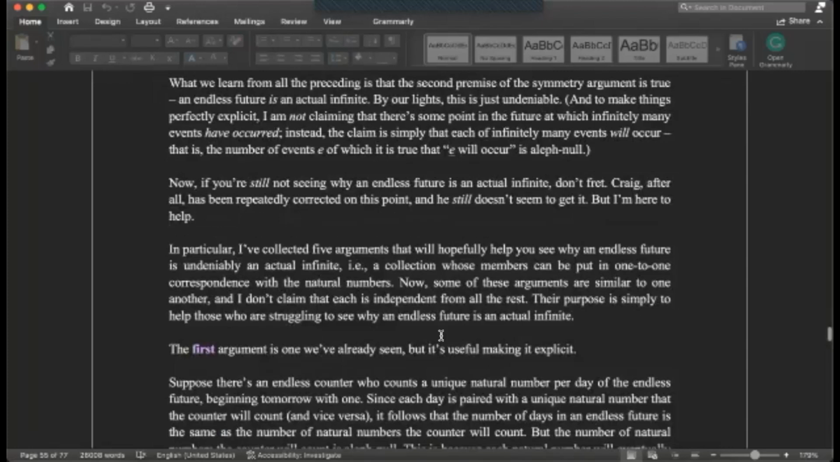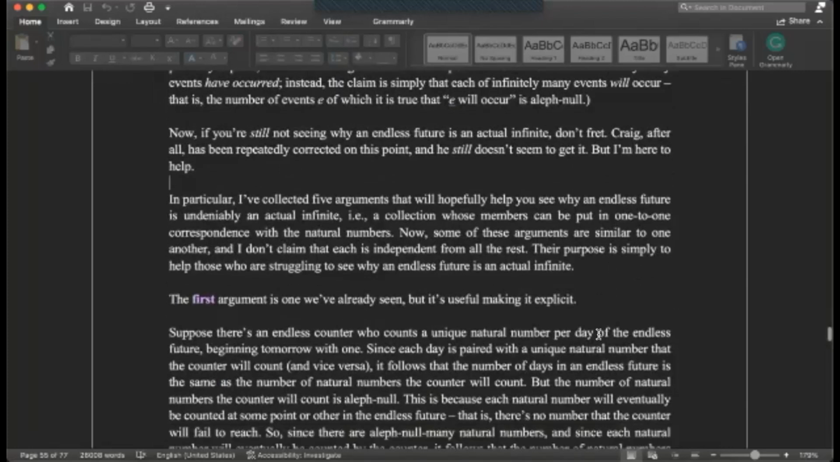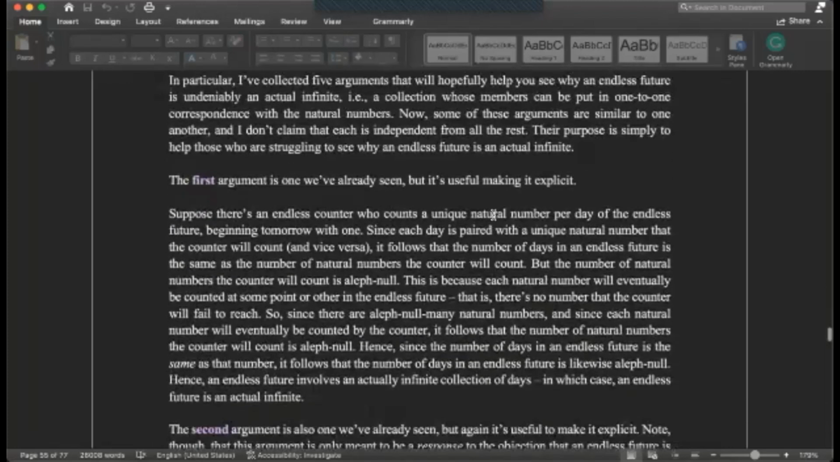The first argument is one we've already seen, but it's useful making it explicit. Suppose there's an endless counter who counts a unique natural number per day of the endless future, beginning tomorrow with 1. Since each day is paired with a unique natural number that the counter will count, and vice versa, it follows that the number of days in an endless future is the same as the number of natural numbers the counter will count. But the number of natural numbers the counter will count is Aleph null. This is because each natural number will eventually be counted at some point or other in the endless future. That is, there's no number that the counter will fail to reach.